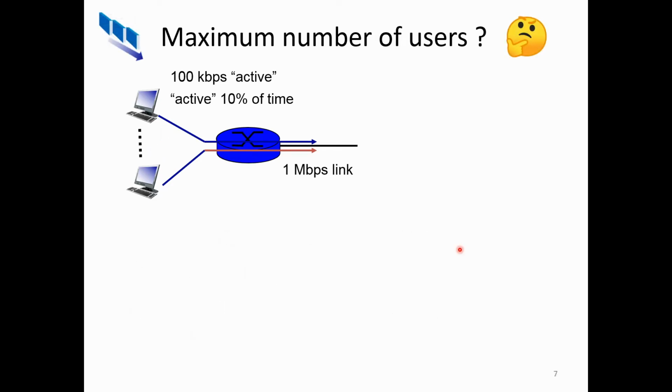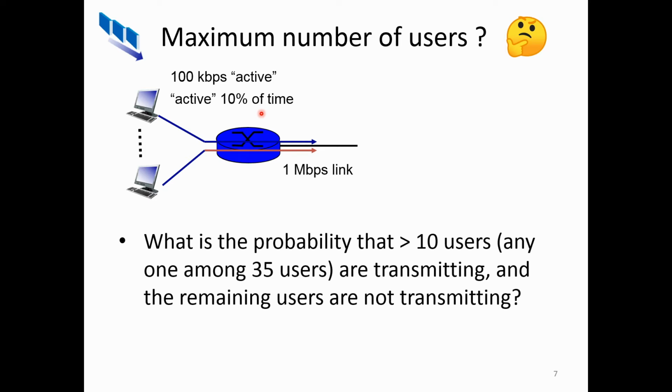With packet switching, the way to get the maximum number of users that can share the link is addressed slightly differently. And this is because the link is now shared among users and they are active only a certain percentage of time. We're going to ask the following question. What is the probability to have more than 10 users, any one among 35, that are transmitting and the remaining users are not transmitting? So the number 10 comes because we're comparing with the circuit switching, so let's see if we can handle more than 10. And 35 is a random number. We can substitute later by any other number that makes sense to analyze or use.